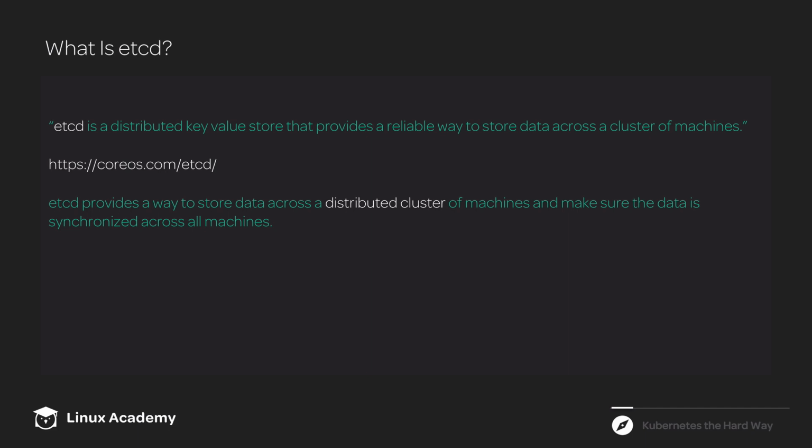So if we have a highly available Kubernetes cluster with multiple nodes, Kubernetes needs a place to store that data and make sure that that data is stored in a distributed way, and to make sure that that data is reliably synchronized across all the nodes in the cluster. So because our Kubernetes cluster is going to be a distributed system, it needs a distributed data store, and Kubernetes uses etcd as its distributed data store.